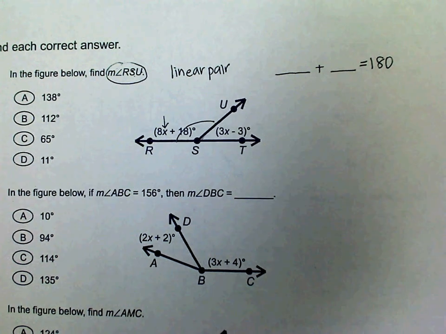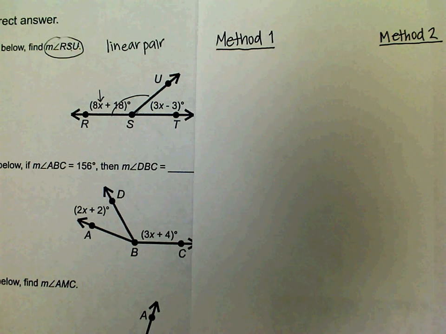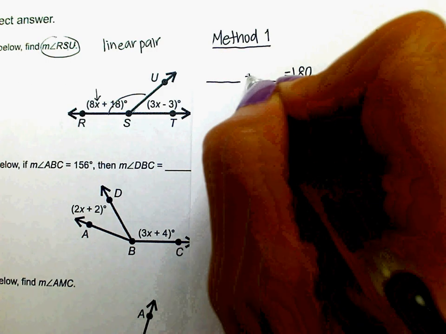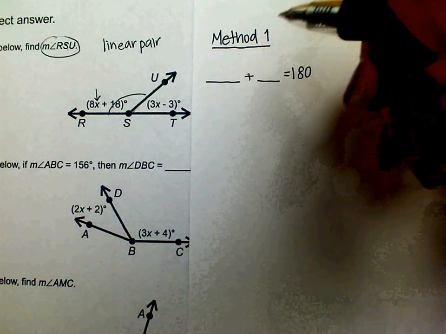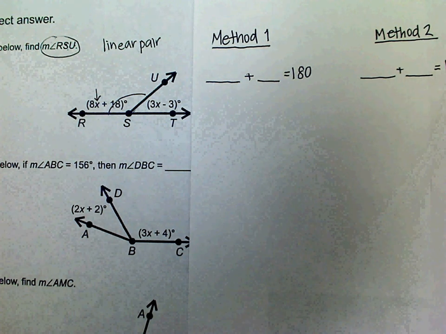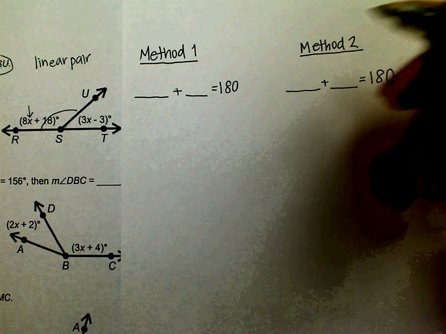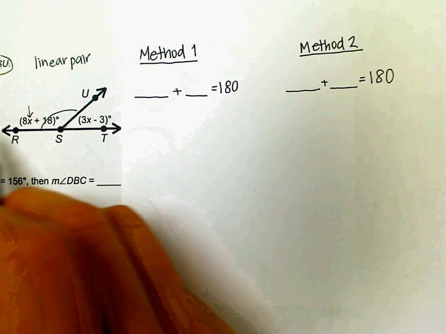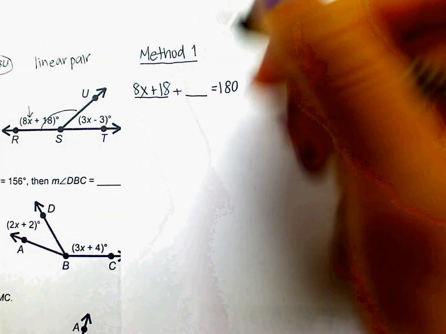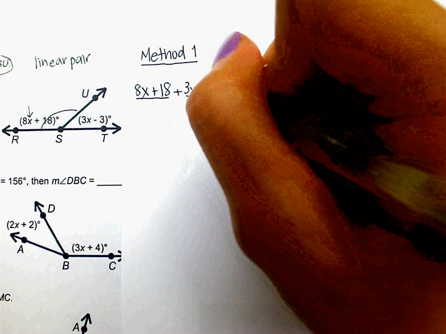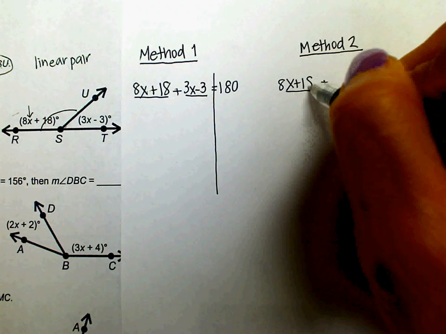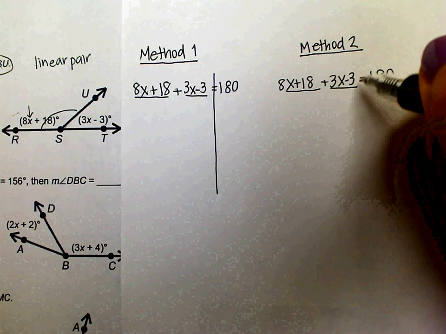All right, so here's method number 1. If I say blank plus blank equals 180, well, this is true for both methods. You're still going to set it up the same way. You're still going to substitute in 8x plus 18, and then 3x minus 3, and then draw your line. Method number 2 does the same, and then draw your line.